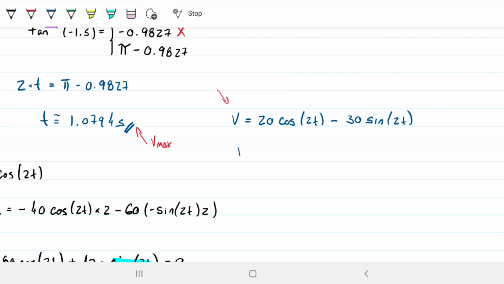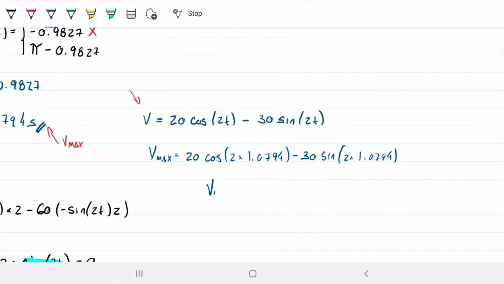So that means that my Vmax is just 20 times the cosine of 2 times 1.0794 minus 30 sine of 2 times 1.0794. Maximum velocity is negative 36.1 mils per second. Okay, so that's the answer for the velocity.